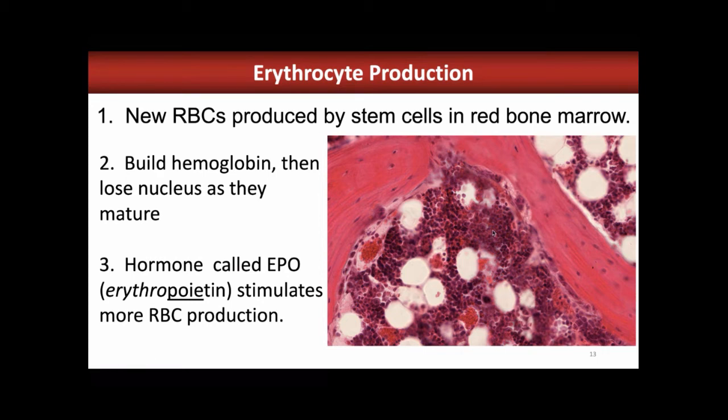Erythrocyte production is regulated by a hormone called EPO, which is short for erythropoietin. So, right, if poiesis means make or create, erythropoiesis is making red blood cells. Erythropoietin is a molecule that stimulates red blood cell production.